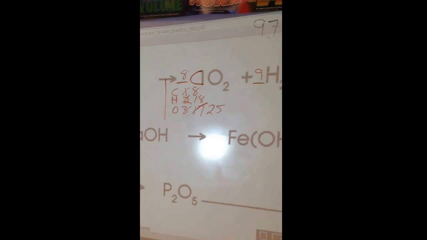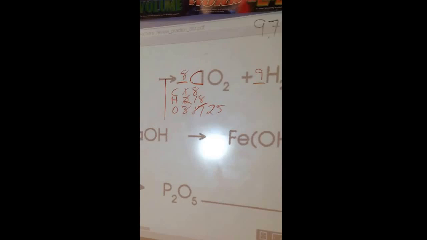This is iron(III) chloride plus sodium hydroxide yielding iron(III) oxide plus sodium chloride. So first things first, we're going to have to do our line divide and then list our elements and then count. So here we go. Okay, so we're going to go ahead and just do our initial count.